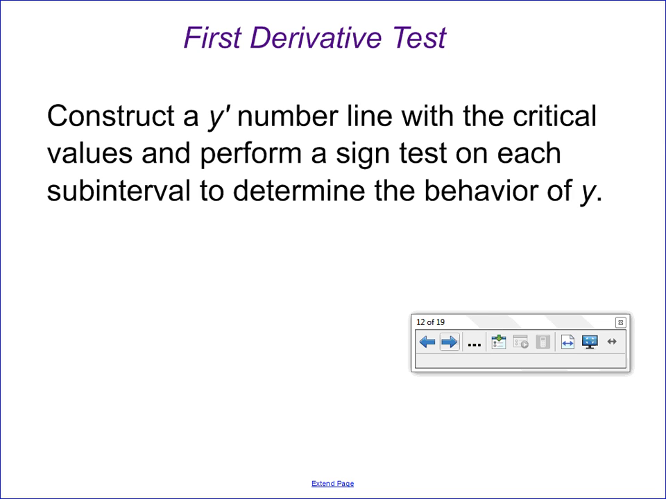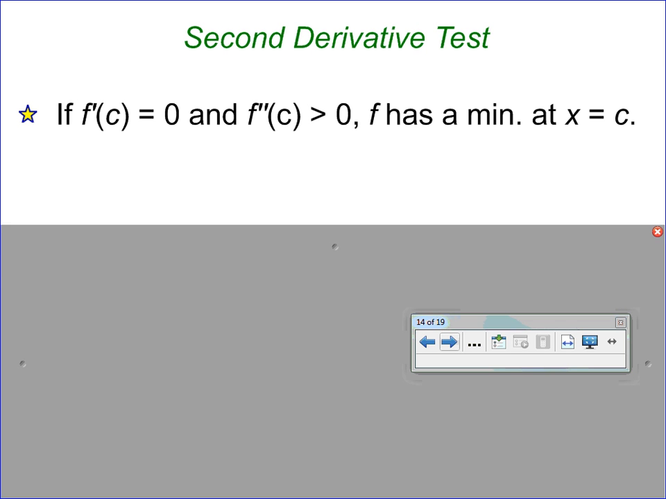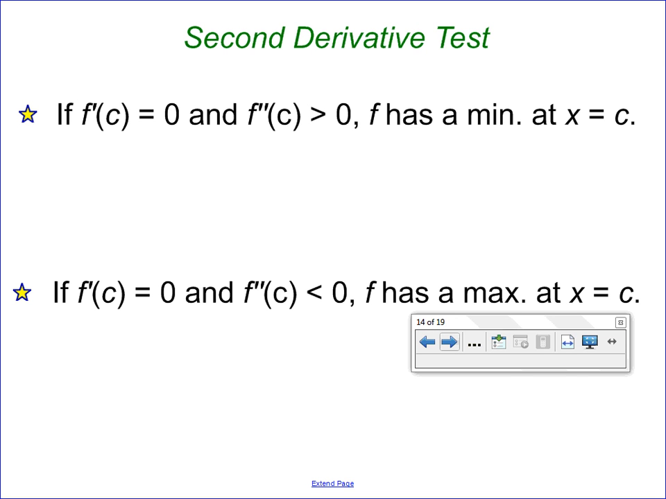And then another useful test that we didn't do much last year is the second derivative test. The second derivative test: if f prime of c equals 0, right? So think about what that means. If f prime of c equals 0, we're talking about a horizontal tangent. So that's a potential maximum or minimum, a potential turning point. And if f double prime of c is positive, then f would have a minimum at x equals c.